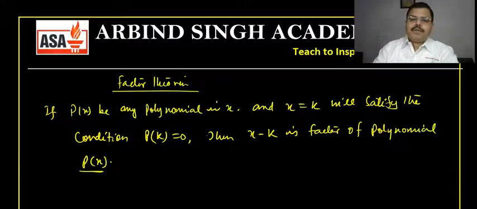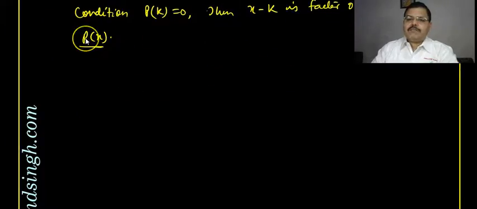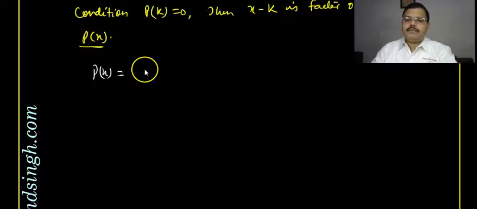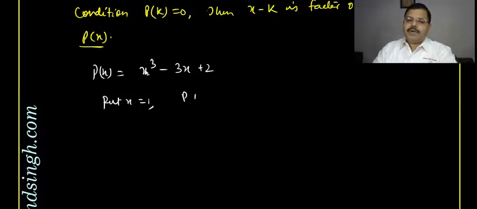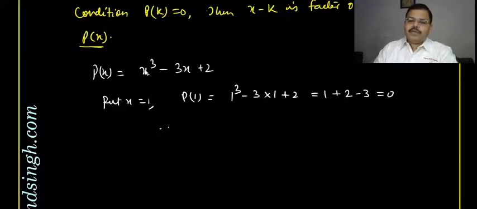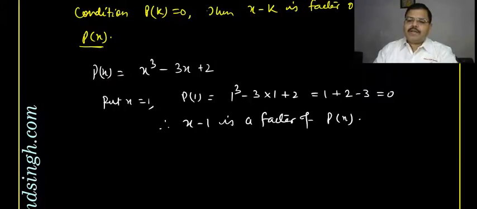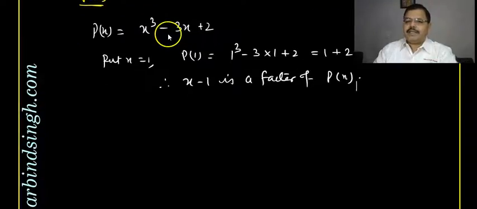For example, if I am looking at a question where P(x) is equal to x cube minus 3x plus 2, like this. If I put x is equal to 1, the polynomial P(1) becomes 1 cube minus 3 into 1 plus 2, and that will be 1 plus 2 minus 3, which is equal to 0. So therefore x minus 1 is a factor of polynomial P(x), and to get this factor we can divide P(x) by this x minus 1.